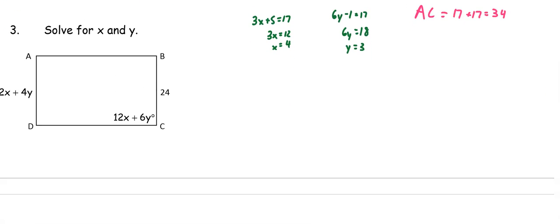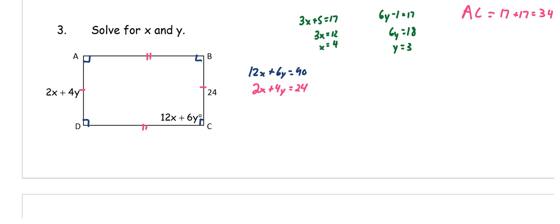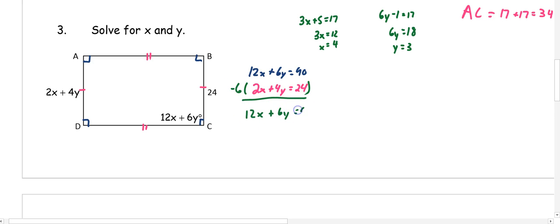Number 3, solve for x and y. This is going to use two properties. First, all of our angles in a rectangle are 90 degrees, so one of our equations is 12x plus 6y equals 90. It also has the property from a parallelogram that the opposite sides are congruent, so our second equation is 2x plus 4y equals 24. In order to eliminate one of the variables, I can see that I can easily eliminate x by only multiplying one equation. So I'm going to multiply the second equation by negative 6, so I get negative 12x minus 24y equals negative 144 next to 12x plus 6y equals 90.